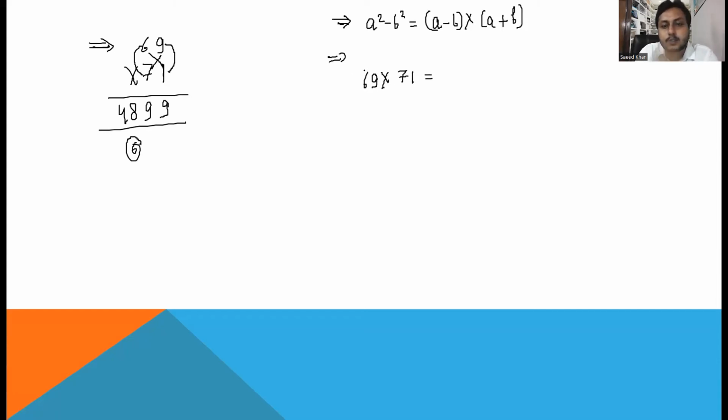तो देखो 69 को इस तरह सोचो. 69 को हम लिख सकते हैं ना. 69 we can write it as 70 minus 1. And 71 को we can write 70 plus 1. Yes or no? So this is a minus b, this is a plus b.